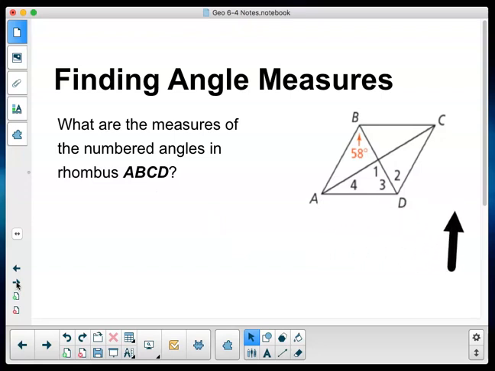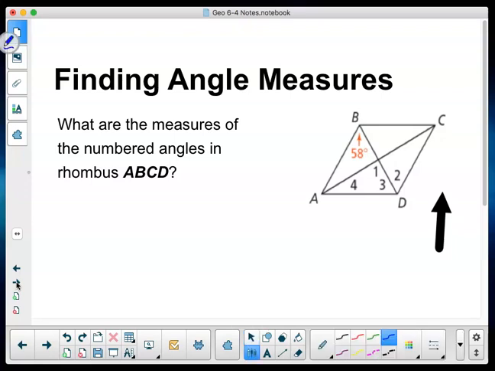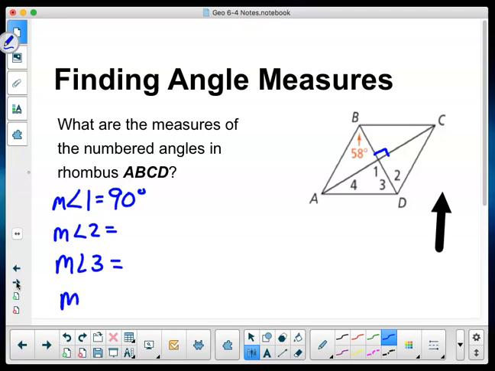Okay, turn it off, reread your notes, and come up with a solution. Okay, now we know that the measure of angle 1 must be 90 degrees, because all rhombuses have diagonals that are perpendicular to each other. Next are the measure of angle 2, angle 3, and angle 4.